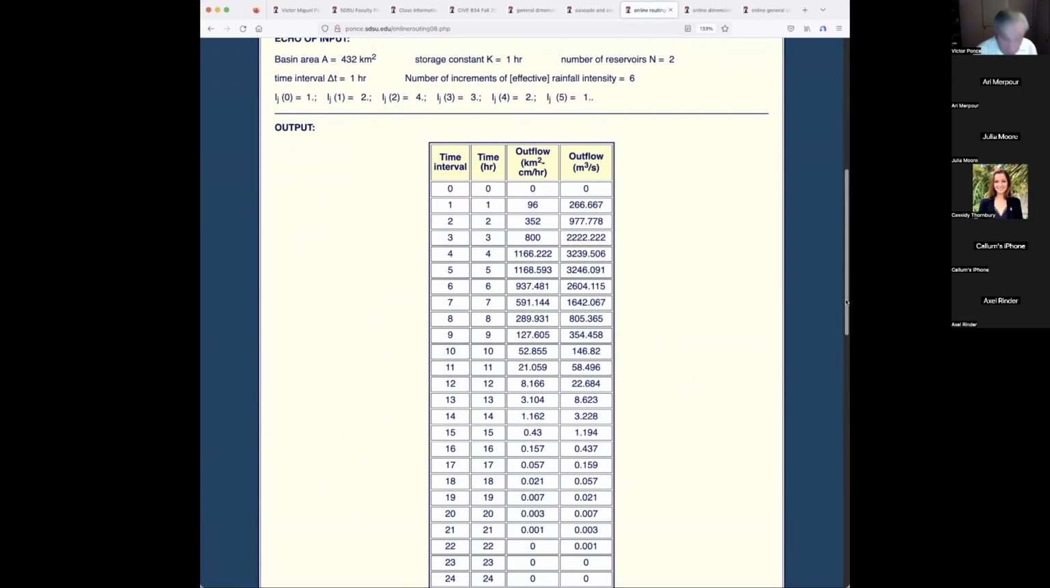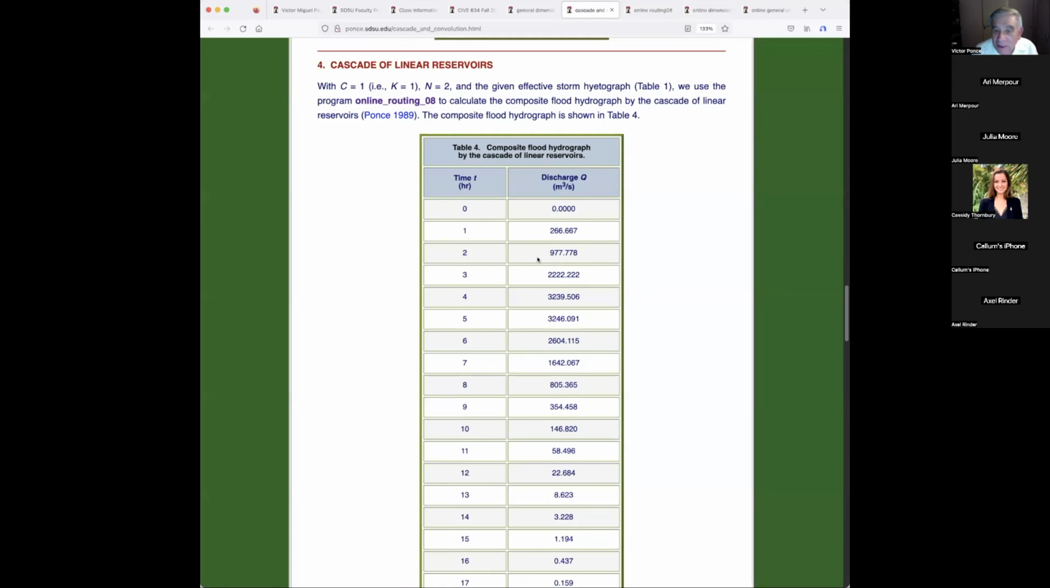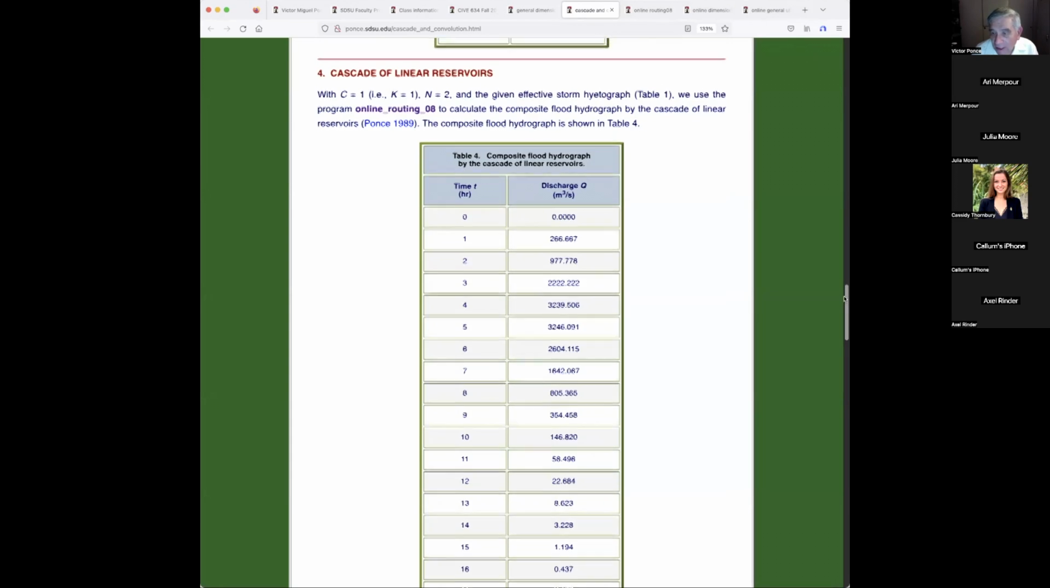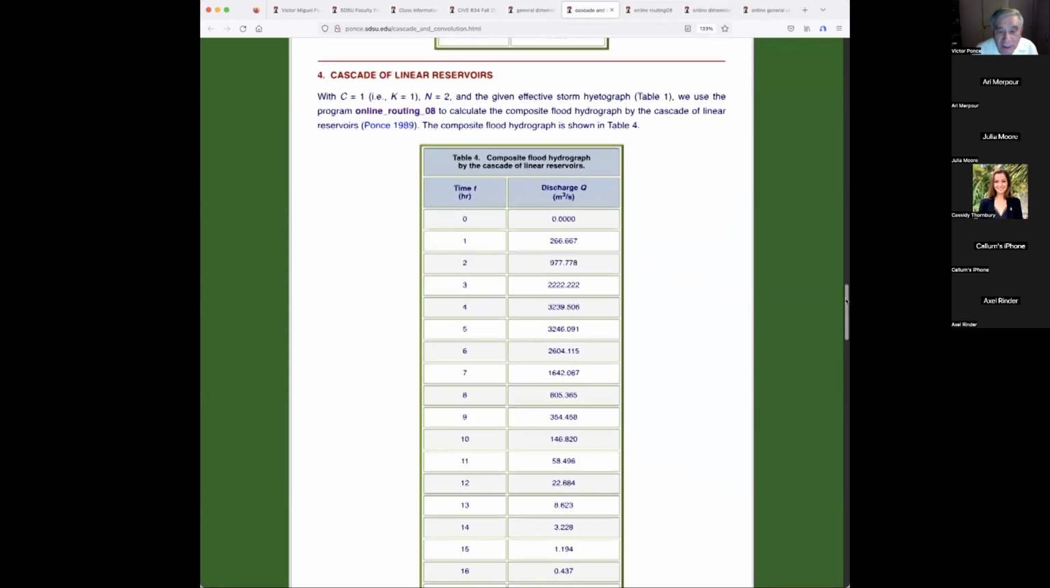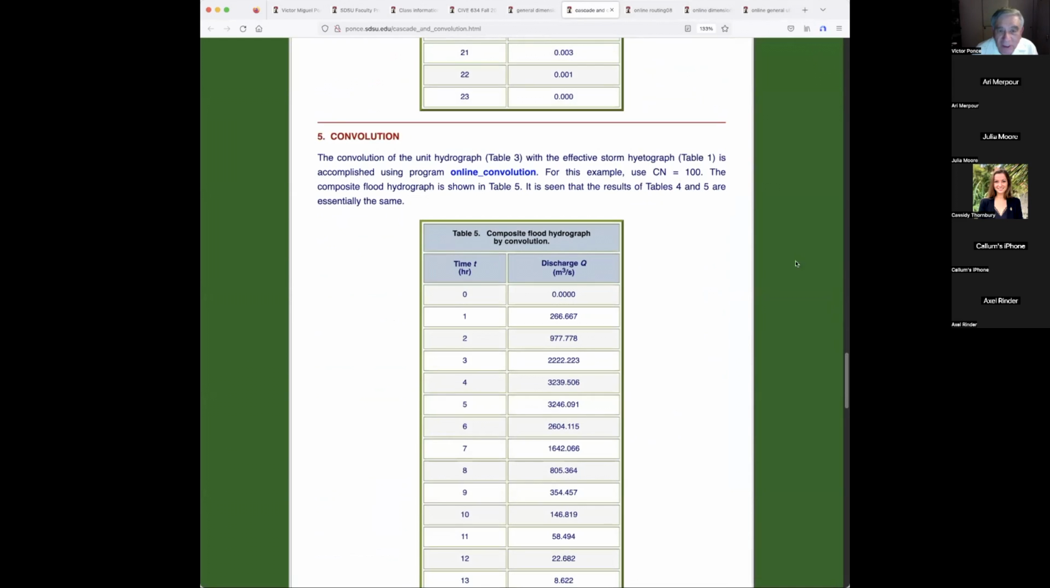Exactly correct. 266, 977. Okay, and this number over here, now let's go back over here. No, that's not it. It's this one. So look at this, 266, 977, 222, so it's correct. We got it. So now we've done the cascade of linear reservoirs, and now we're going to do the convolution.